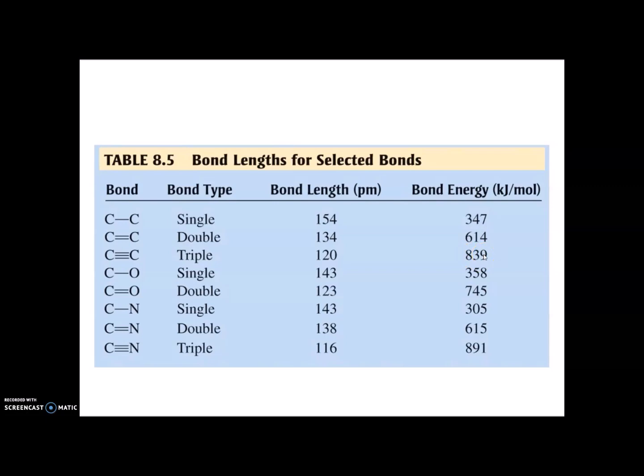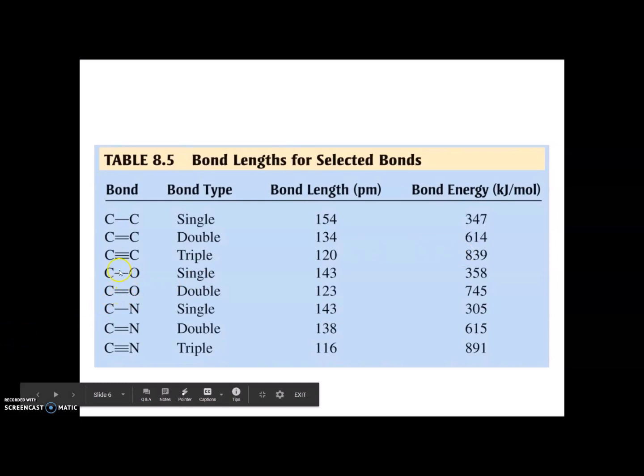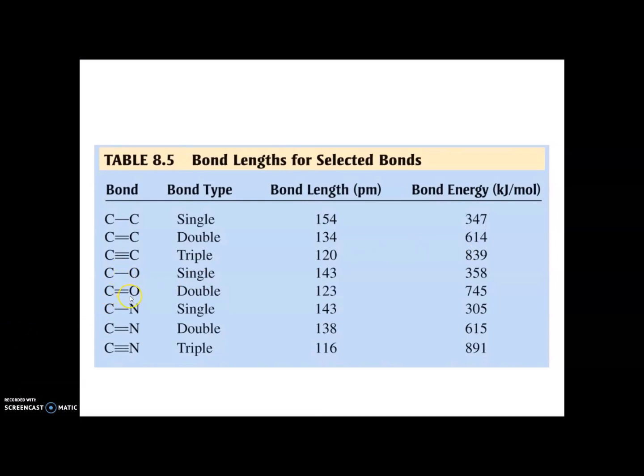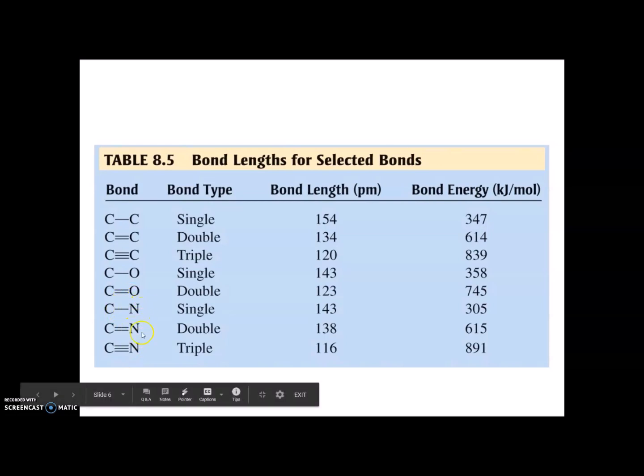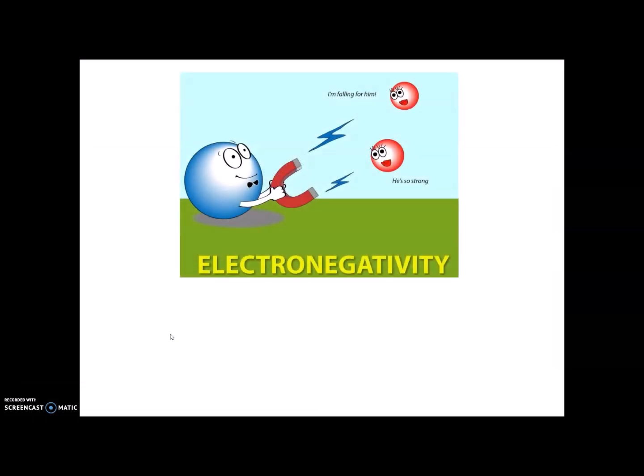There's more energy invested. And we see that same trend playing out with a carbon to oxygen single bond as compared to a carbon to oxygen double. A carbon to nitrogen single bond is compared to a double and a triple. Same trend is shown for multiple bonds. Okay, now why do some atoms form certain types of bonds where other atoms don't? And how can we even begin to talk about the amount of energy that's associated with a bond?